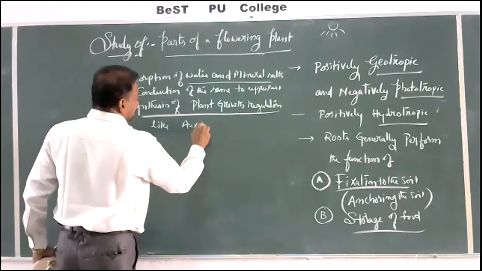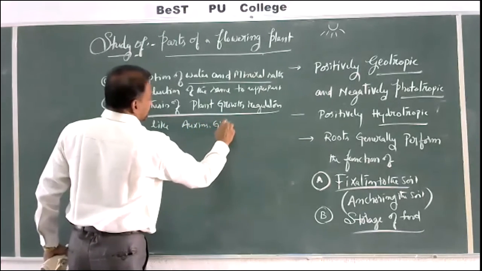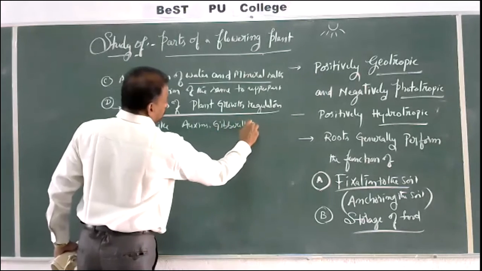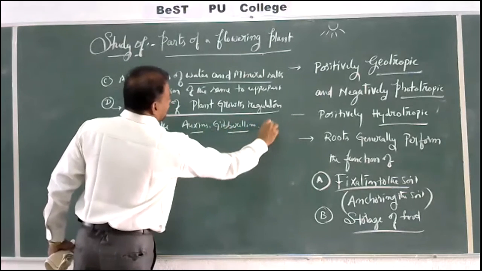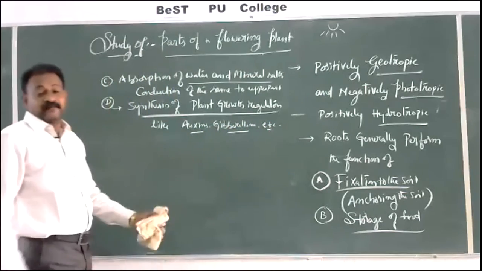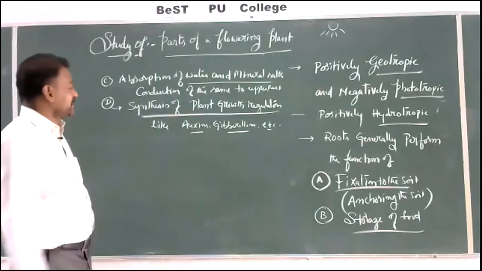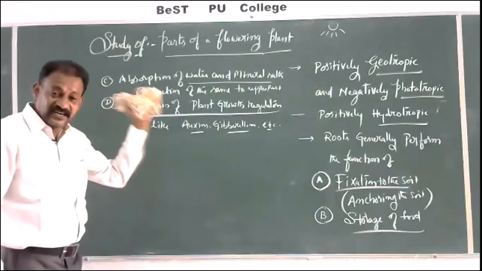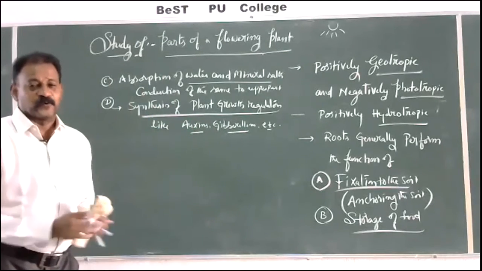Auxins, gibberellins, etc. Ethylene, abscisic acid, cytokinins. So these are the general functions of the root.